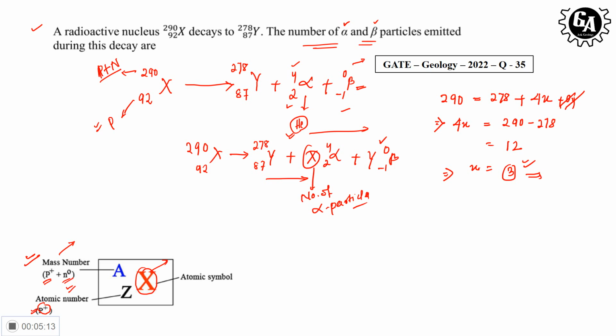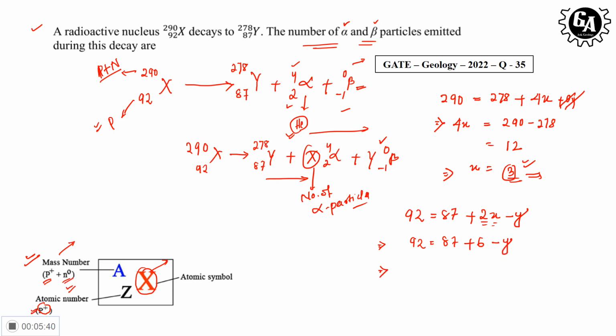Now just make an equation with the help of the lower one. That is 92 is equal to 87 plus 2x, then minus 1, that is minus y. So we have 92 is equal to 87 plus 2 cross x, where x is 3, so this is equal to 6 minus y.